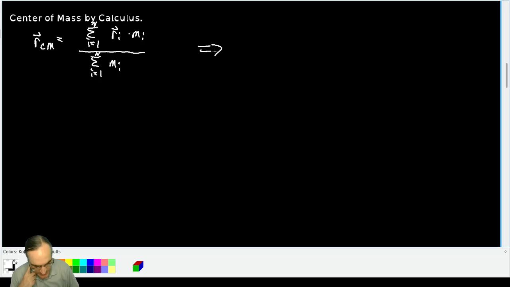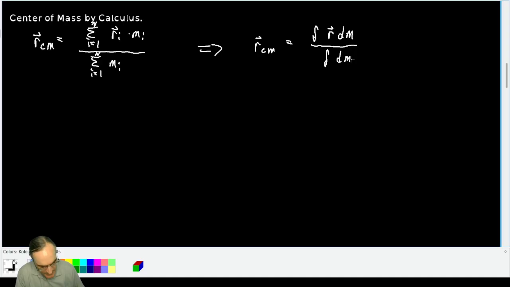Well, summations turn into integrals when you make things really small. And in this case, we're making the weighting really small. We're making the mass really small. So we're going to be looking at really tiny masses. That means r_CM is going to become the integral of r as a vector times dm over the integral of dm.